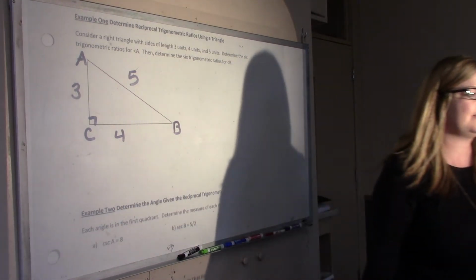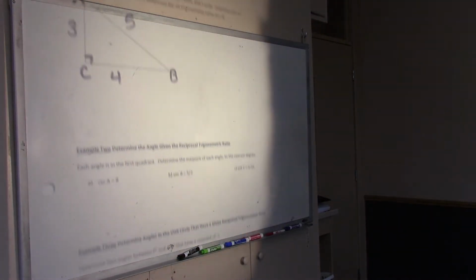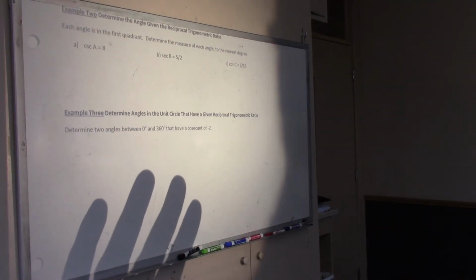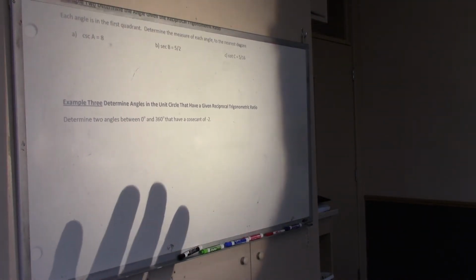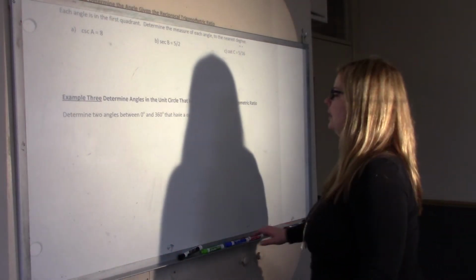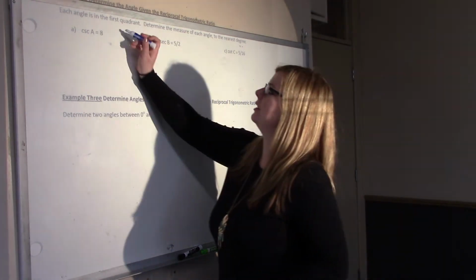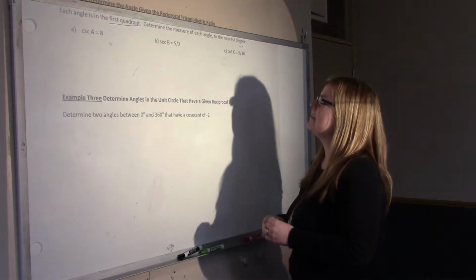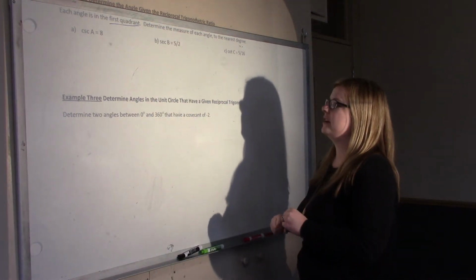All right, one more example. Oh, sorry, two more examples. So determine the angle given the reciprocal. Each angle is in the first quadrant. Okay, first quadrant. Determine the measure of each angle to the nearest degree.